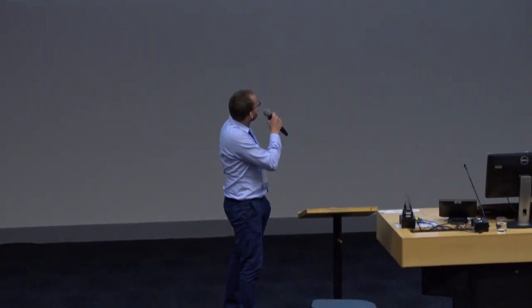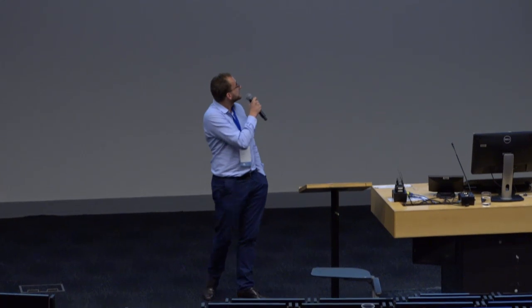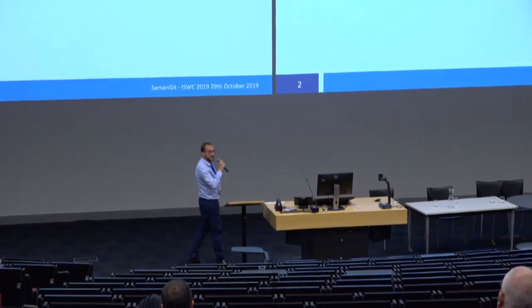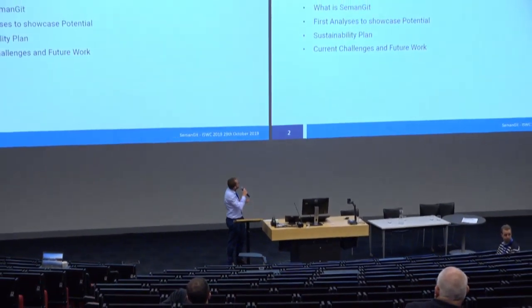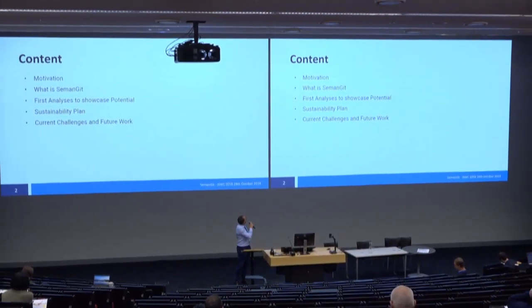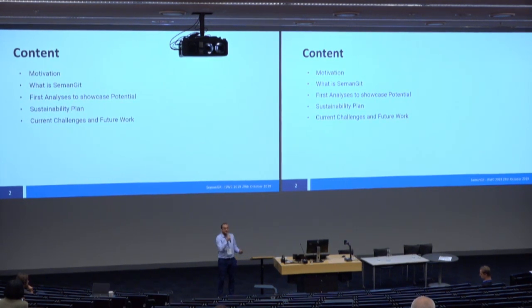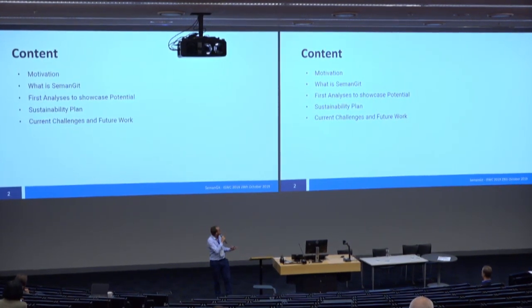My name is Dennis Kubica, and I'm going to present SemOnGit, a linked dataset from Git, and we are going to talk about different topics. First of all, I want to give a short motivation of our dataset, and afterwards explain what SemOnGit really is. Then we do a first analysis to showcase the potential of the dataset, and afterwards I will explain our sustainability plan, our current challenges, and the future work.